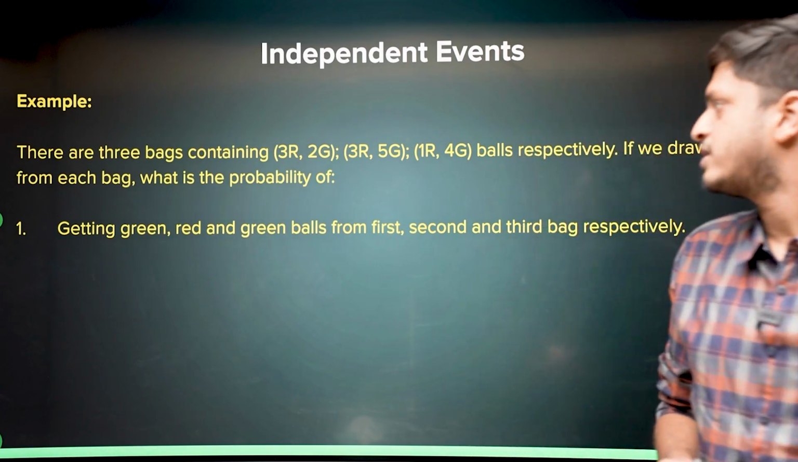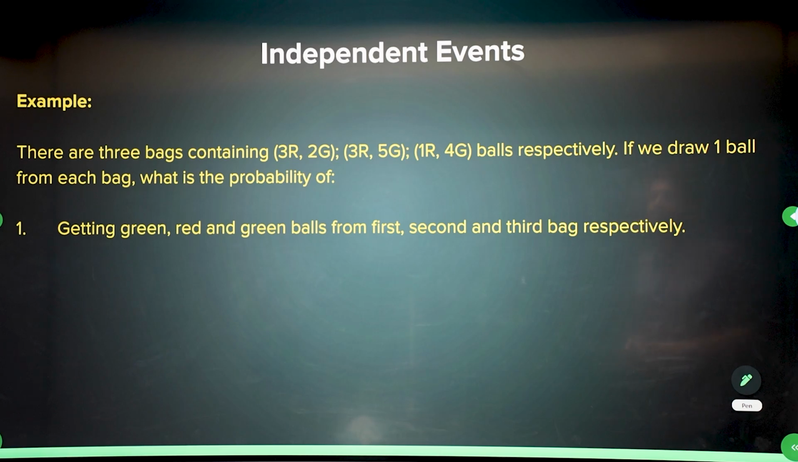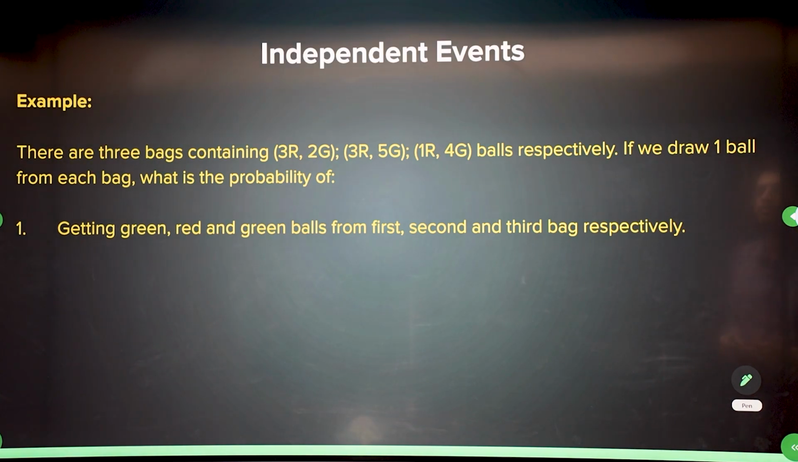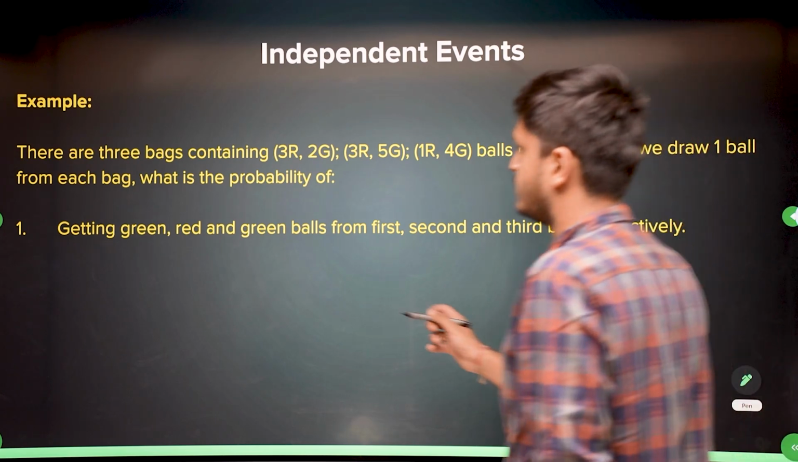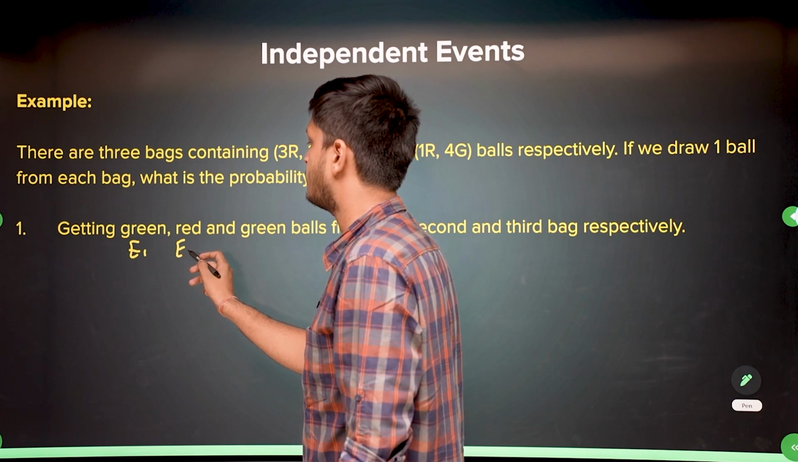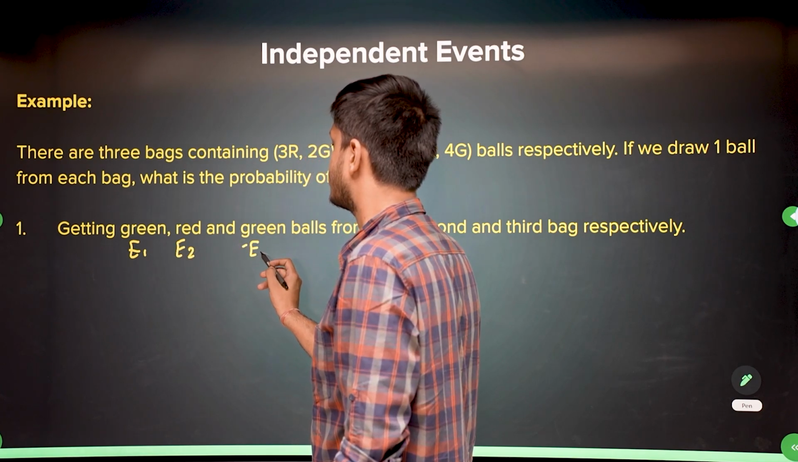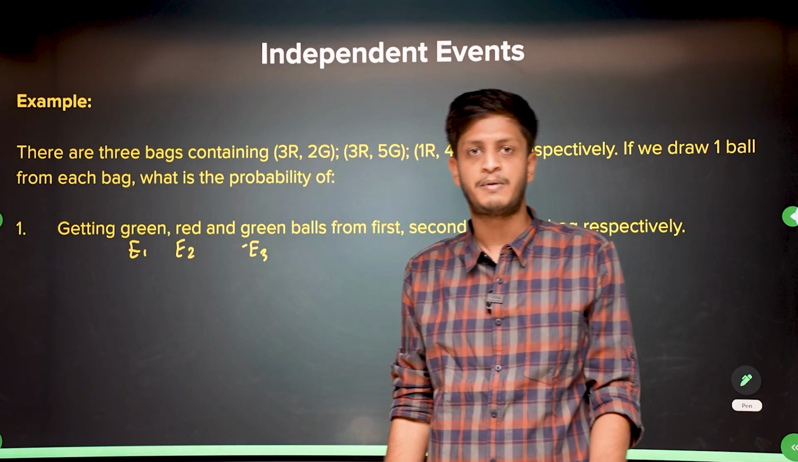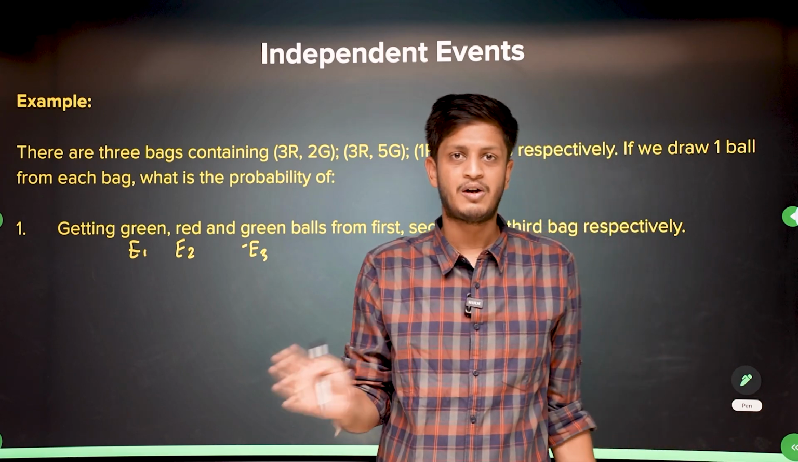Cool. So we have another question. There are 3 bags containing 3 red, 2 green; 3 red, 5 green; and 1 red, 4 green balls. If you draw 1 ball from each bag, what is the probability of getting a green, red and green ball from the first, second and third respectively? Again, let's say event E1 is getting a green from the first bag, E2 is getting a red ball from the second bag, and E3 is getting a green ball from the third bag. Now it became very obvious.